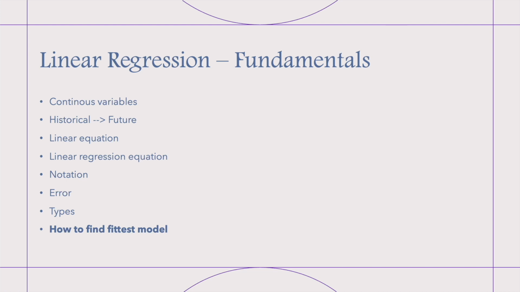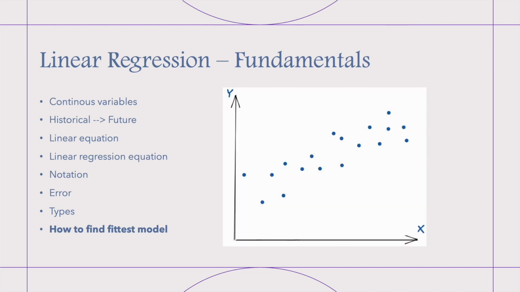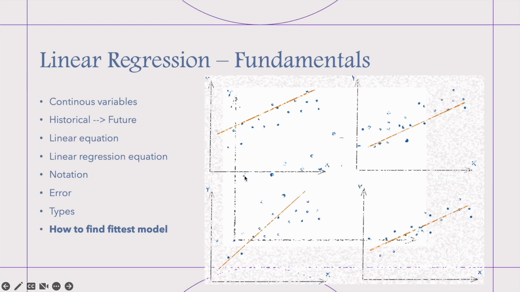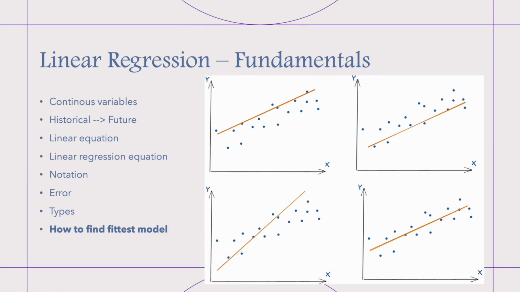Now let's see how to find the fittest model. Let's look at this graph. This is x, our independent variable. This is y, our dependent variable. And this is our data distribution. For this data distribution, we can build different linear models. As you see, all of them are linear models. But of course, they are not the same.